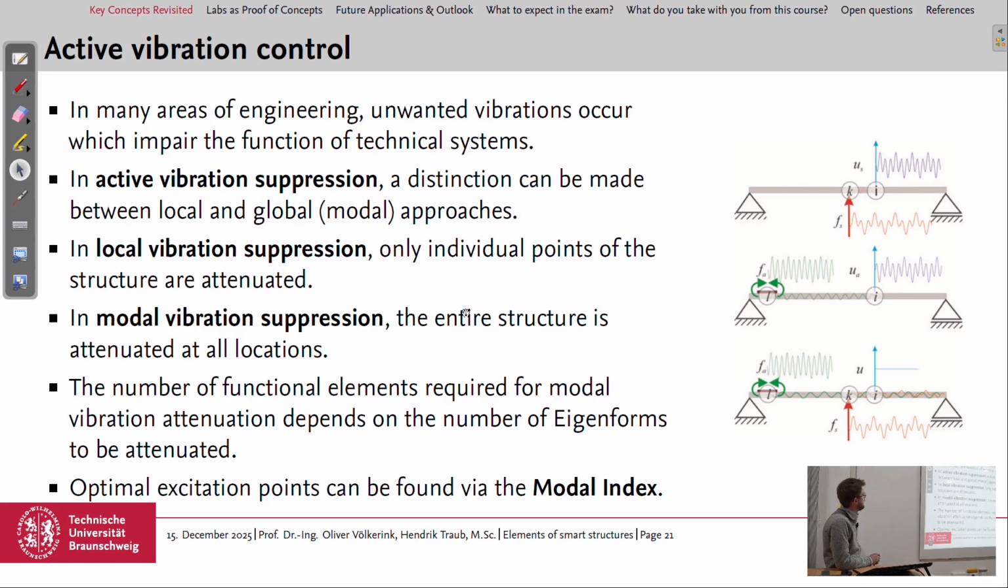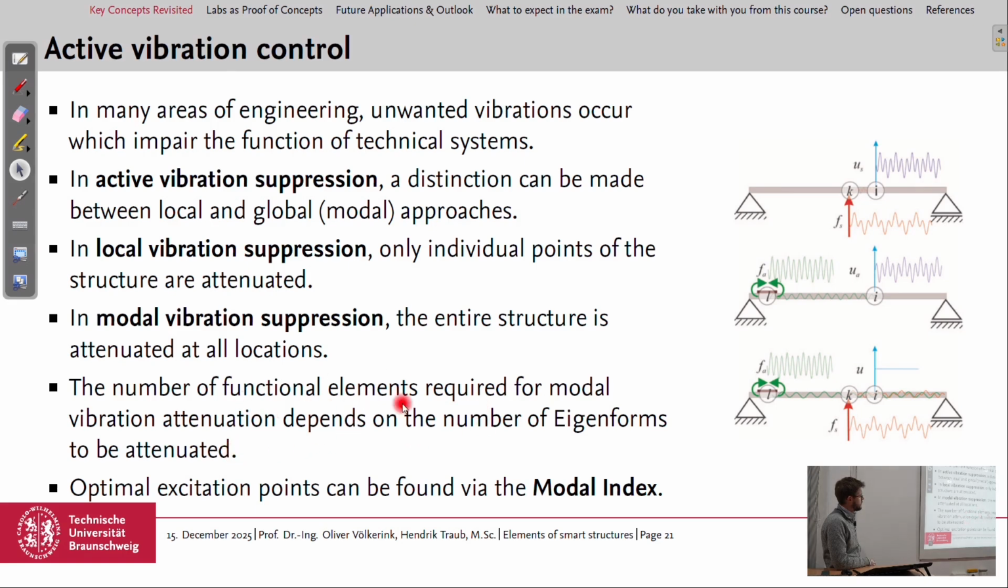And then active vibration control, which was the last lecture, or the lecture before. We want to suppress unwanted vibrations. This could be achieved by active vibration suppression, either local vibration suppression, where we only want to damp one specific point, or a modal vibration suppression, where we damp whole eigenmodes, so reduce the vibration on the whole structure, but not only at single points.